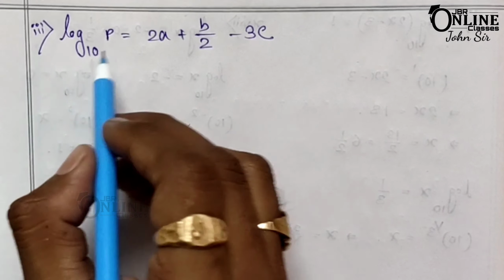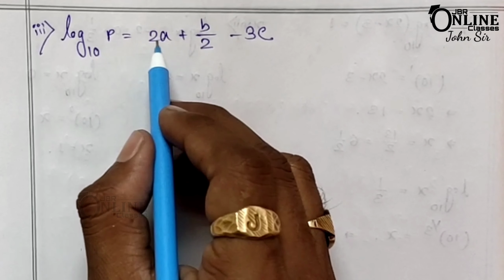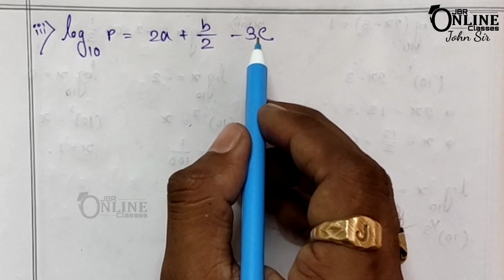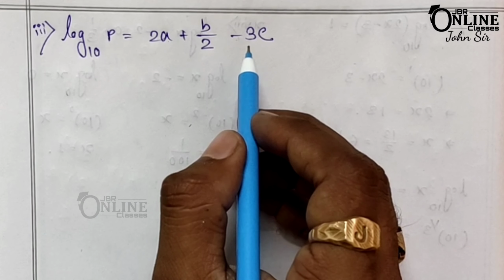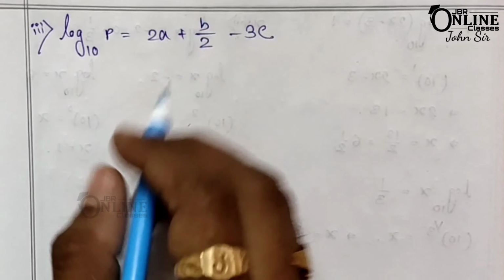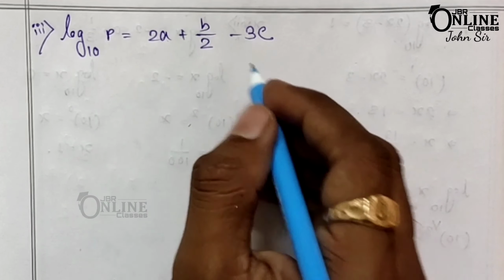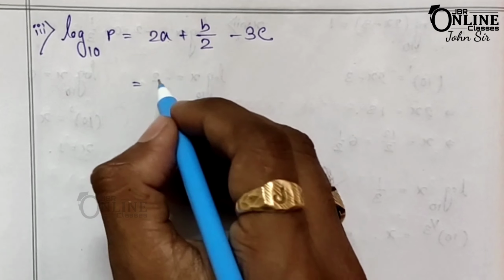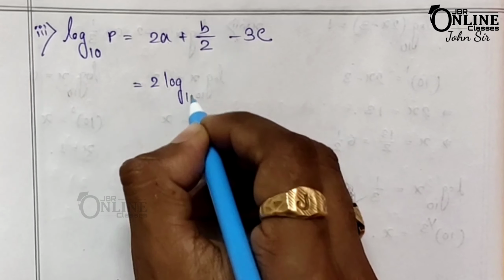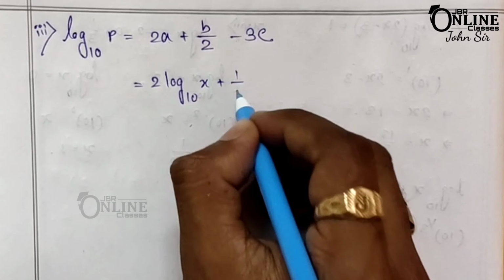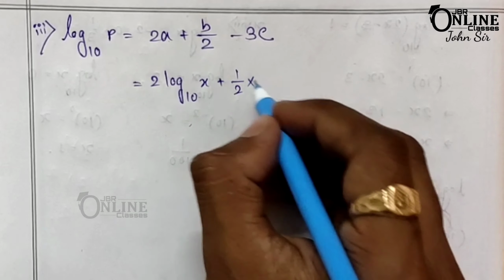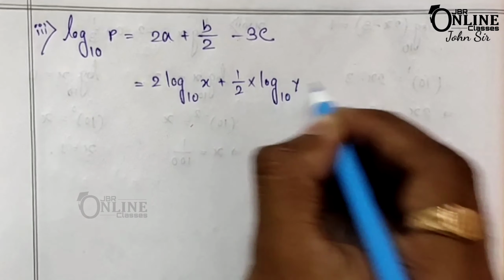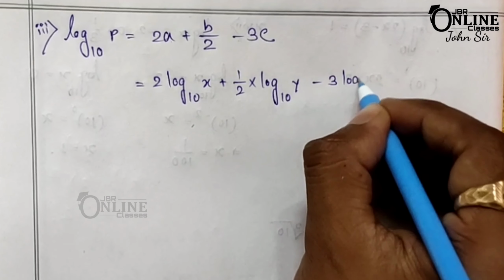Now number 3: if log 10p equal to 2a plus b by 2 minus 3c, then express p in terms of x, y and z. It's given that log 10x equal to a, so you can write 2 into log 10x. Here half into, now the value of b, it's given log 10y in the question, and c equal to log 10z.